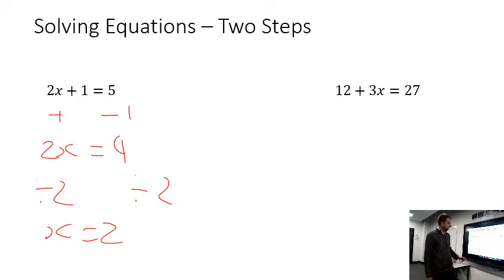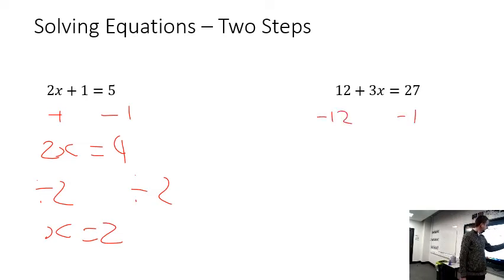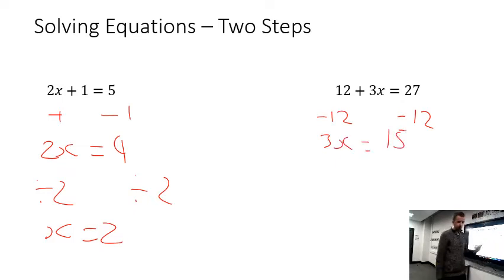Here, we want to firstly get 3x on its own. So we need to subtract 12 from both sides. So opposite to adding 12 is subtracting 12. So we have 3x is equal to 15. Now again we want x on its own, so we can divide by 3. So x is equal to 5.